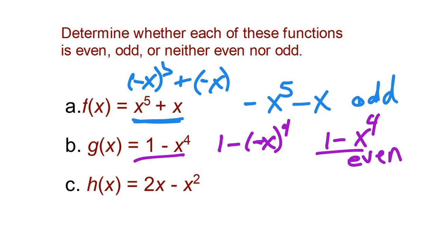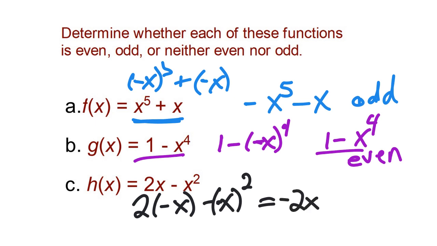And then looking at this third one, again, plug in a negative x. Oops, forgot the negative. This gives me a negative 2x, a negative squared still positive, so that's minus x squared. That's not exactly the opposite, and it's not exactly the same, so this is neither.